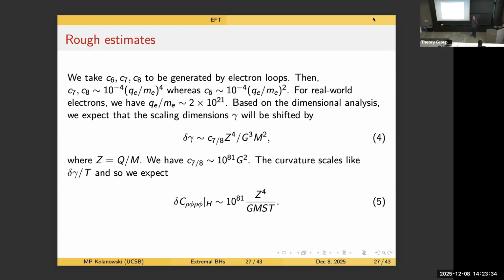We can. This is a weak coupling computation. But where is the breakdown of EFT then? Why would that break down? I don't understand.